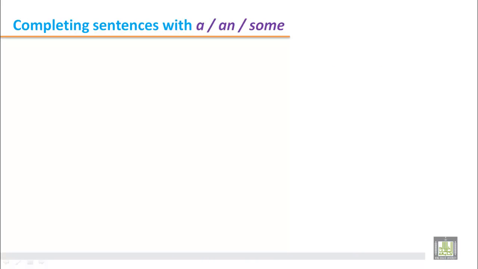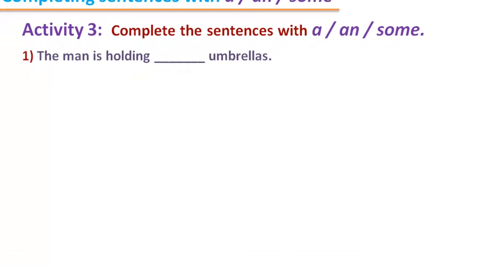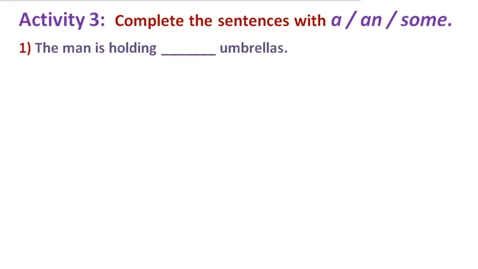Completing sentences with a or an or some. Activity 3. Complete the sentences with a or an or some. Sentence number 1. The man is holding some umbrellas. Here we find this noun is a plural noun. So we have to put here some because it is a plural number. And according to the rule, we can use some before a countable noun.